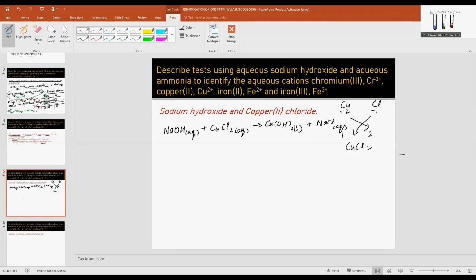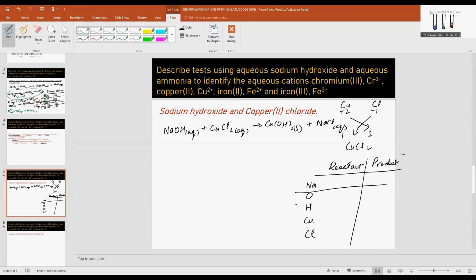The same way, you can do this by making a column on the right-hand side of the page for reactants and products. We have the atoms of the elements Na, O, H, Cu, Cl. Count the number of atoms on each side. Na, 1 on both sides. O, 1 on the reactant side, but 2 on the product side. Hydrogen, 1 on the reactant side, 2 on the product side. Cu, 1 on both sides. Cl, 2 on the reactant side and 1 on the product side.